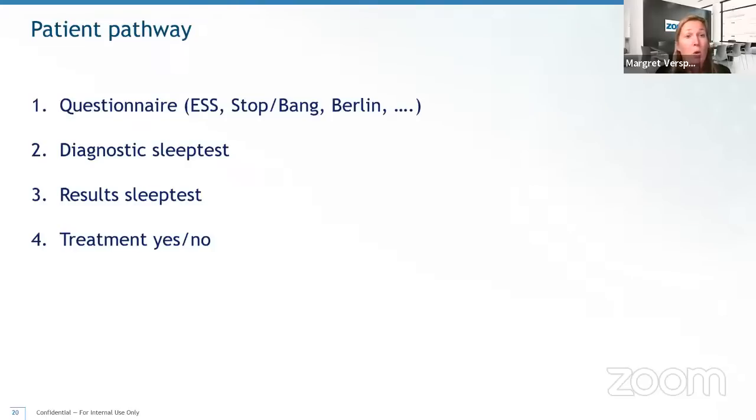Yes. When they have a positive questionnaire, so they screen positive on sleep apnea, you can do a diagnostic sleep test. Yes, and when you get the results of the sleep test, together with the anamnesis of the patient, so the clinical history, and you also need to know what kind of medication, comorbidities, etc., you decide if the patient needs to be treated, yes or no, and what kind of treatment this patient needs.